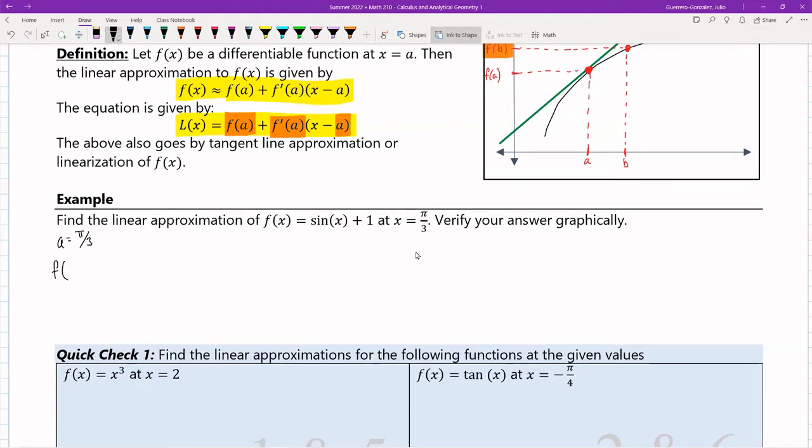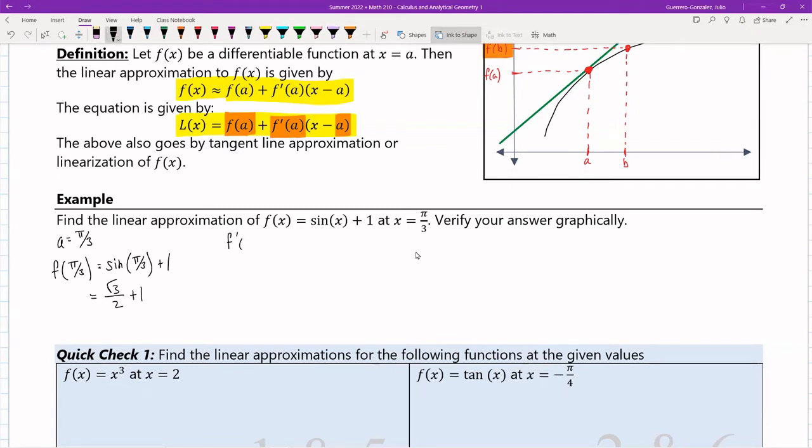We're going to need to find f of pi over 3. So good old regular f is sine of pi over 3 plus 1. If you remember from your trig class, sine of pi over 3 is root 3 over 2, plus 1. So now we have our f of a. Next comes f prime of a. To do that, we need to find the derivative first. So let's backtrack a little bit.